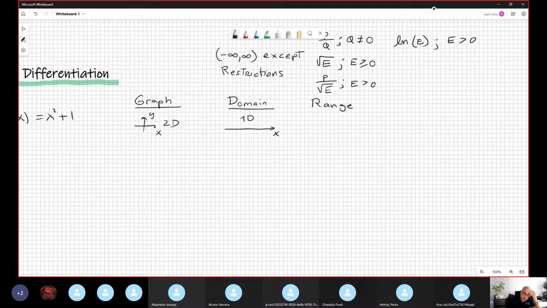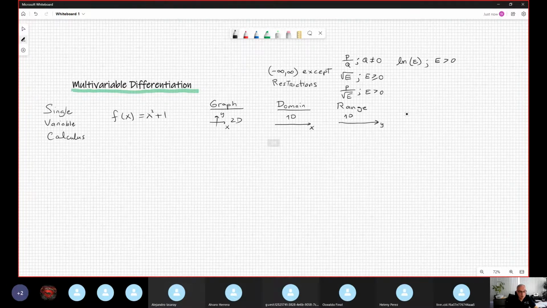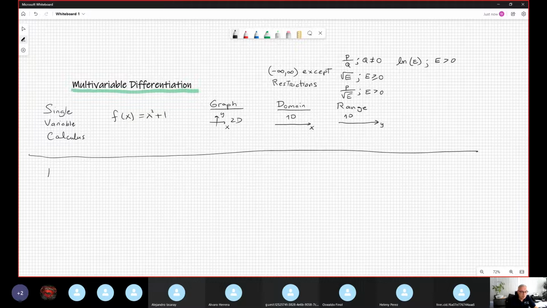And range is again 1D. In this case, well, let me write it like that. It is the y value, no? I know the y is a vertical axis, no? But okay, it's a y value in which the function gives me an answer, right? It's the idea in single variable. Easy.